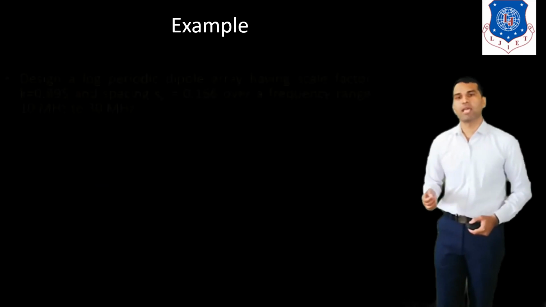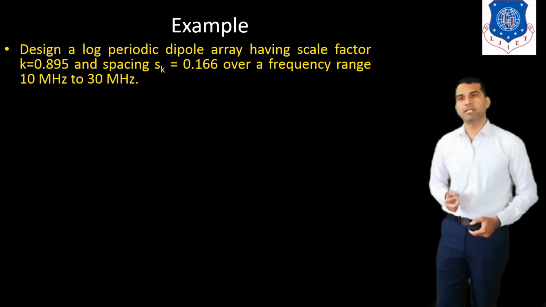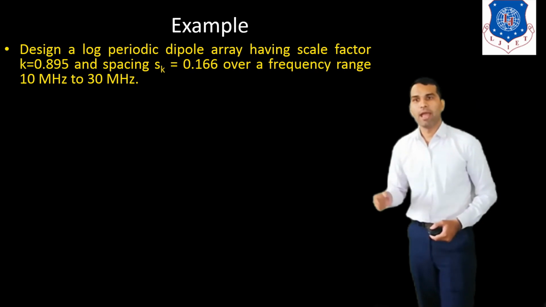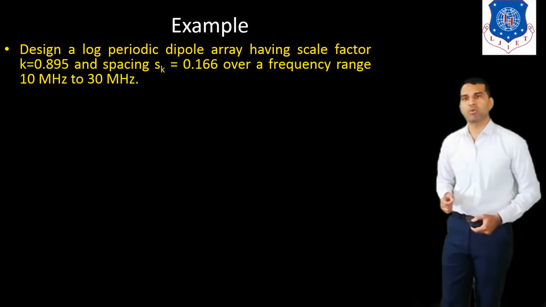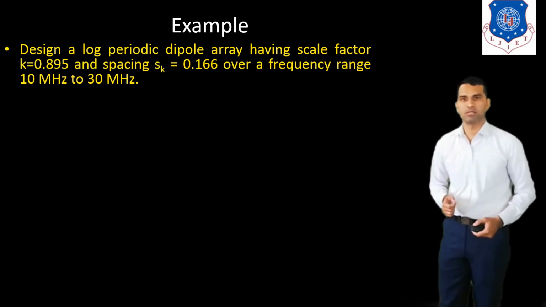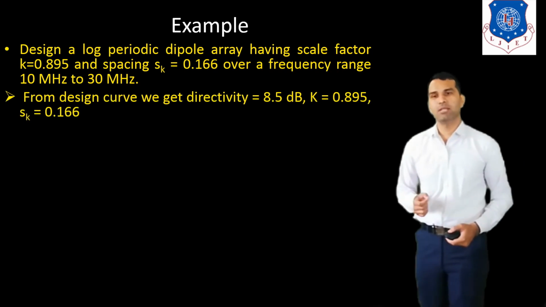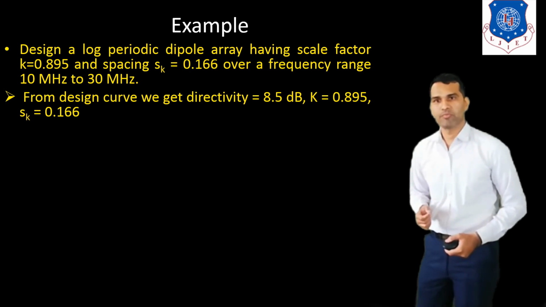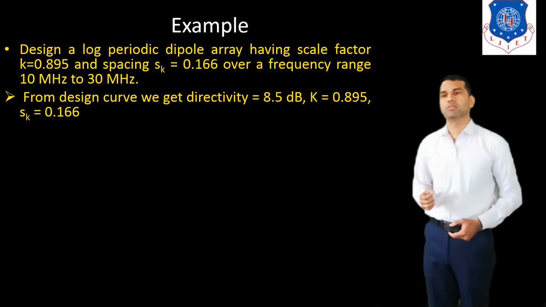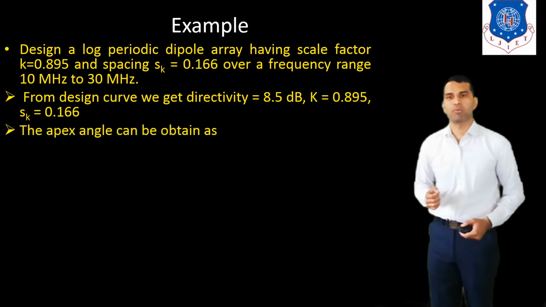Now we calculate one example for this case. Design a log periodic dipole array having the scale factor k equal to 0.895 and the spacing sigma equal to 0.166 for the frequency range 10 MHz to 30 MHz. So here from the design curve we get the directivity equal to 8.5 dB, with k equal to 0.895 and sigma equal to 0.166.